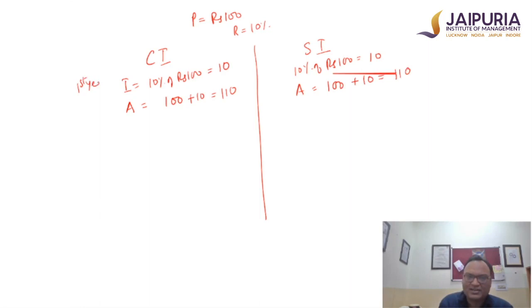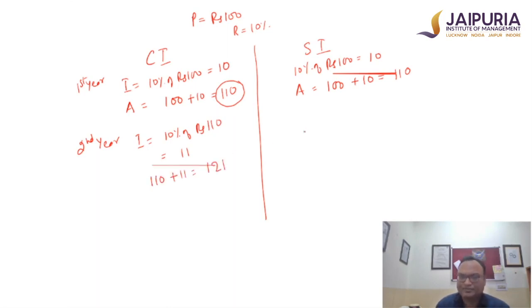Now let's move to the second year. In the second year, the interest in case of compound interest is levied on this amount. That is, the interest for the second year will be equal to 10% of the new principal, which is the new amount, 110, and that is equal to 11 rupees. Therefore, the amount after the second year will be 110 rupees plus 11 rupees, which makes 121.